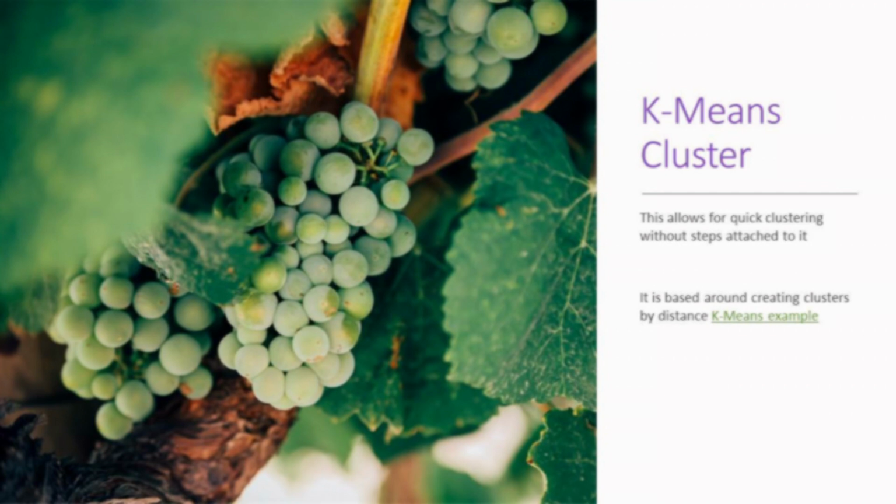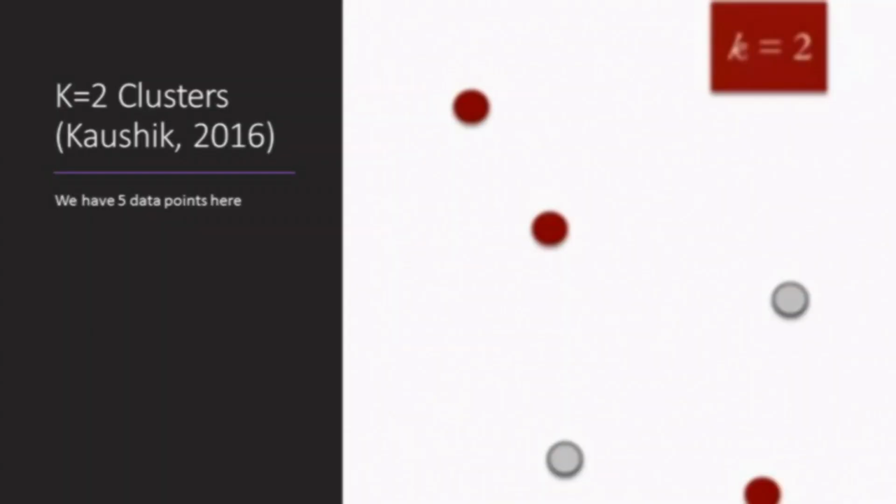And so this allows for quick clustering without steps attached to it. K-means is really good at that. It's based around creating clusters by distance, and I'm going to show you what that means in a second. Let's keep going. So we have 5 data points here. We can see that if we're thinking about clusters. Now K2, K equals 2, we're thinking about creating 2 different clusters. We have 3 red data points and we have 2 gray data points.